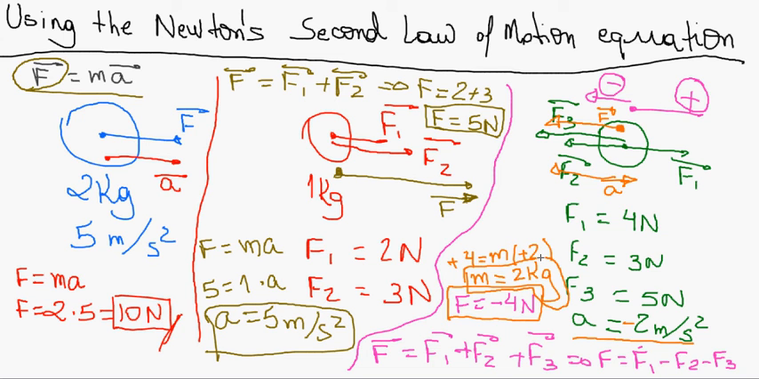If we had considered to the left as positive and to the right as negative, we would just have opposite signs. The acceleration would be positive and the net force would be positive. We would put F2 plus F3 minus F1 as the net force, and we would have the opposite signs of what we have here.